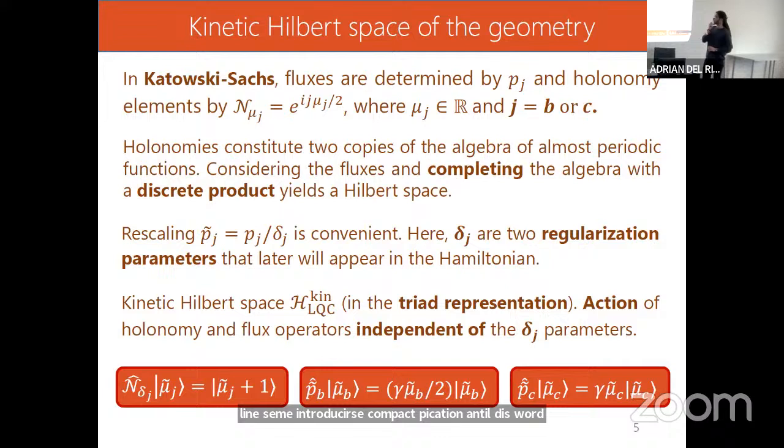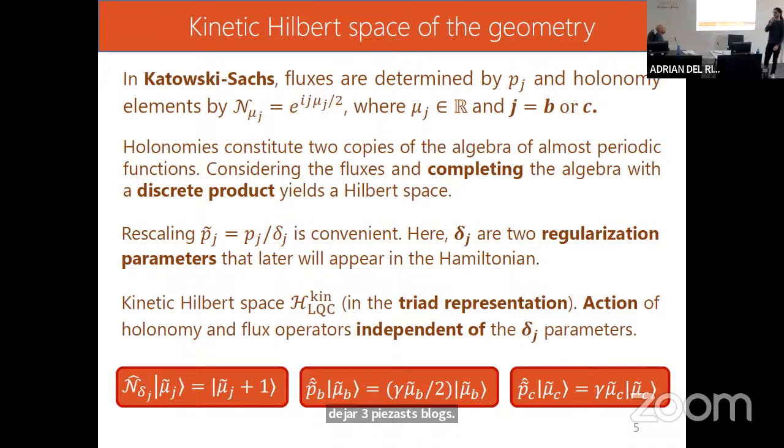Moving into the first step of the Dirac program, for the Kantowski-Sachs model, fluxes are determined by P_j, and holonomy elements by these complex exponentials. Here, mu_j takes real values, and j is a label that I use to refer to b or c. Holonomies constitute two copies of the algebra of almost periodic functions. Considering fluxes and completing this algebra with a discrete inner product yields a Hilbert space.